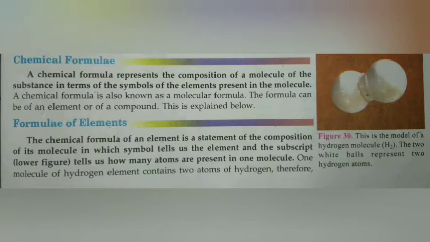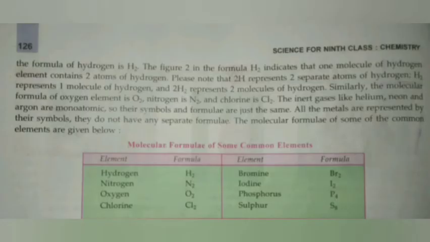The formula of an element: a chemical formula of an element is a statement of the composition of its molecule, in which the symbol tells us the element and the subscript tells us how many atoms are present in one molecule. For example, hydrogen gas is represented as H2. Oxygen gas is represented as O2. This tells that in these gases, two atoms of hydrogen and oxygen respectively are involved in making a molecule of the above mentioned substance.